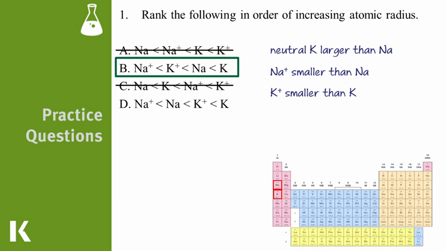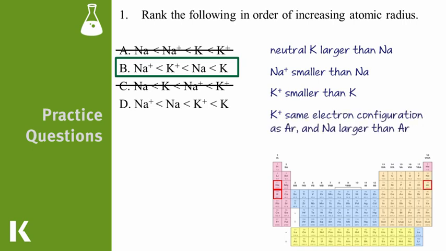The solution ultimately comes down to whether the neutral sodium atom or the potassium cation is smaller. Think about this. The potassium cation has the same electron configuration as argon, which is in the same period as sodium. Sodium is larger than argon, and the potassium cation should be smaller than argon because it has the same number of electrons, but 1 more proton. Therefore, the potassium cation must be smaller than the neutral sodium, which leads us to answer choice B.